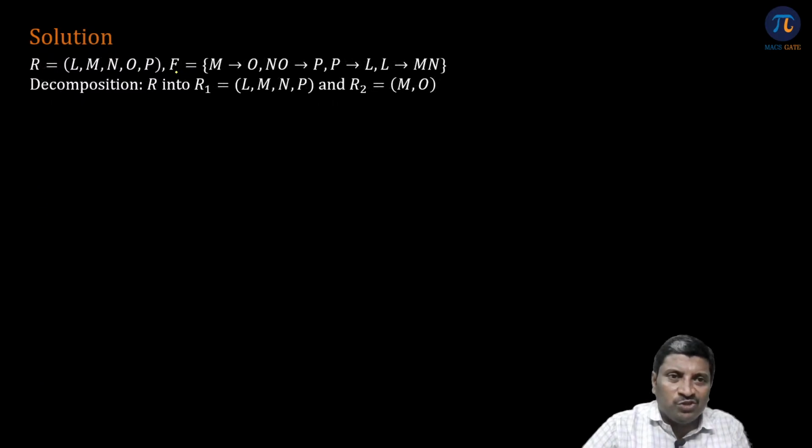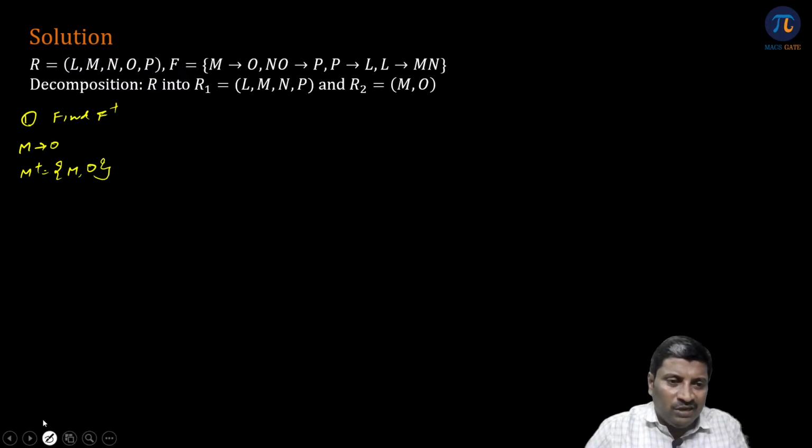Find F closure. Let us assume this is F. F closure we need to do, sir. Let me write like this. First, we are finding the closure. What is the first one? M goes to O. What is M closure, sir? M comma O. Anything else possible? No, sir. So that means I can get only M goes to O.